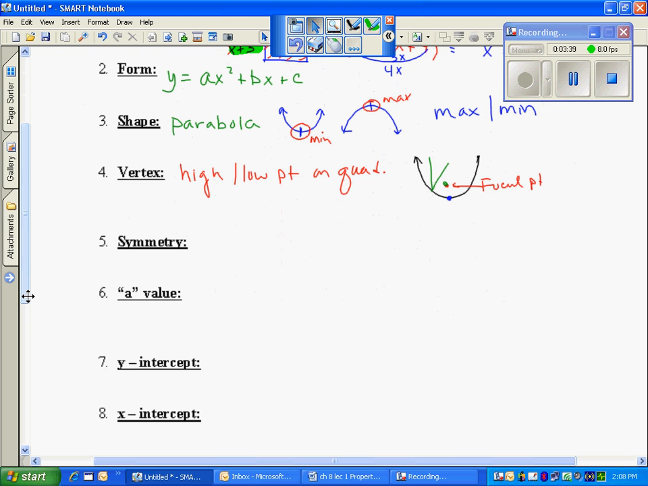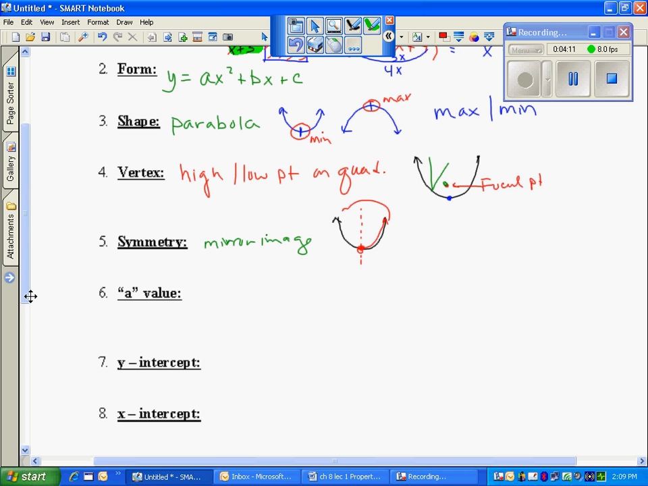Symmetry. This graph is symmetric. If you take a look at what symmetry means, it's just going to be a mirror image. So looking at a parabola, it's symmetric, whether it opens upward or downward, through the vertex. If this was a line that I was folding upon, those two parts of the parabola would line up on each other, and that's the line of symmetry. And notice it goes through the vertex.